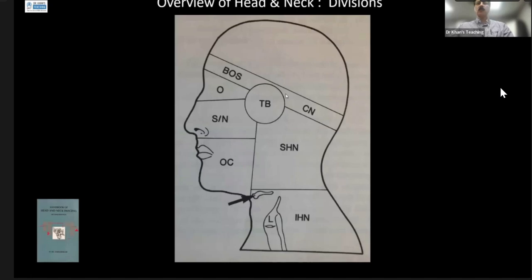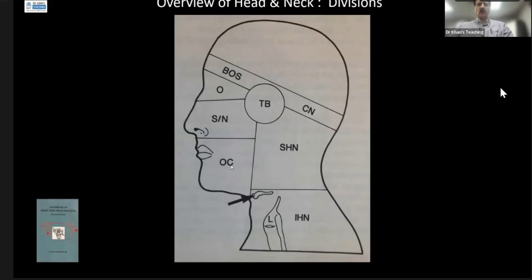The next course. Having said that, temporal bone is part of it. So this is temporal bone, and today we are going to concentrate on temporal bone. Then this is orbit. Then this is sinonasal, as in paranasal sinuses.